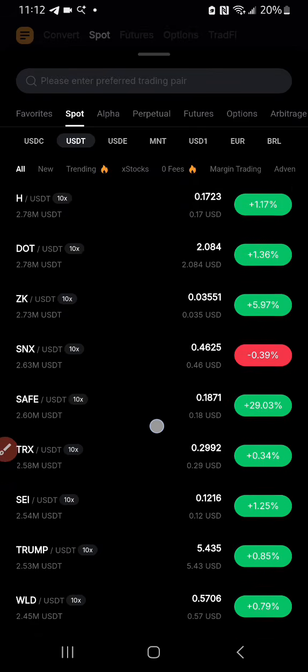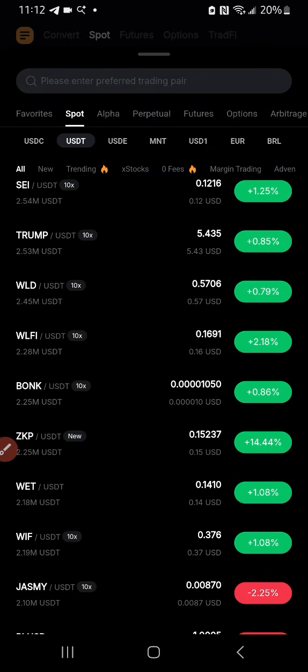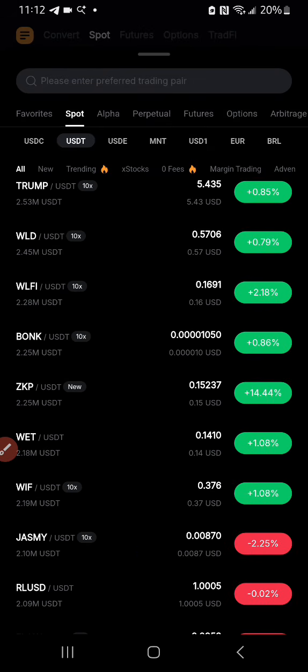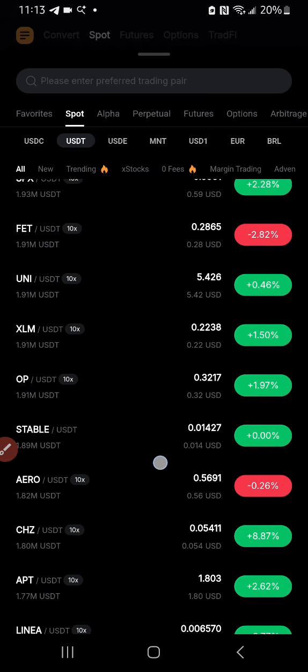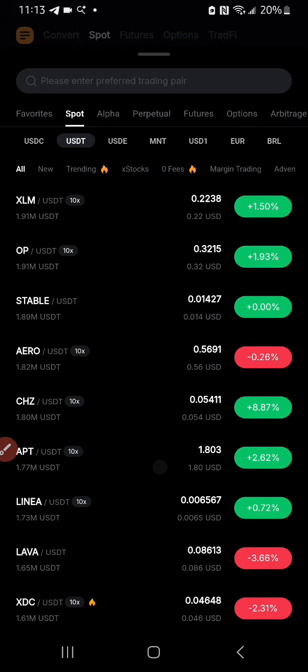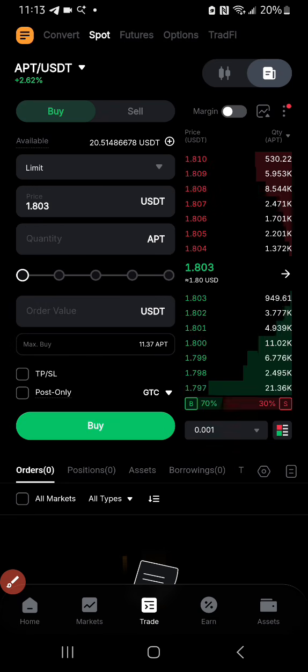So I'm going to look for anyone that suits the range I have just stated. So let's go for this one called APT. Okay, it has about 1.77 million USDT. So let's click on it. The moment you click on it, it is going to quickly redirect you straight to the spot page, where all the transactions are going to be happening.